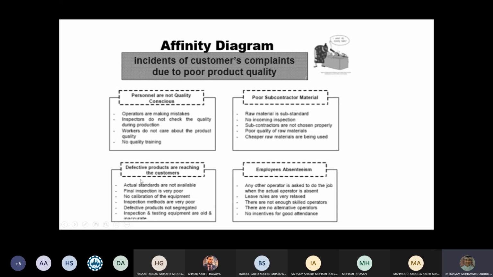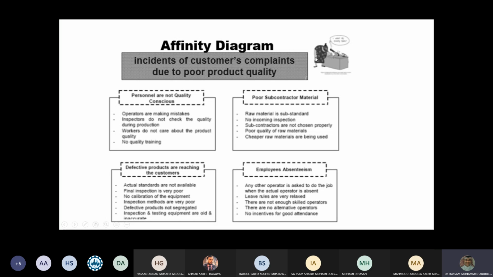Or it could be that there is a defect in the products, which means that I'm not obeying standards. I don't have final inspection. I'm not calibrating my equipment. I'm using very poor inspection methods, which makes my product very defective.